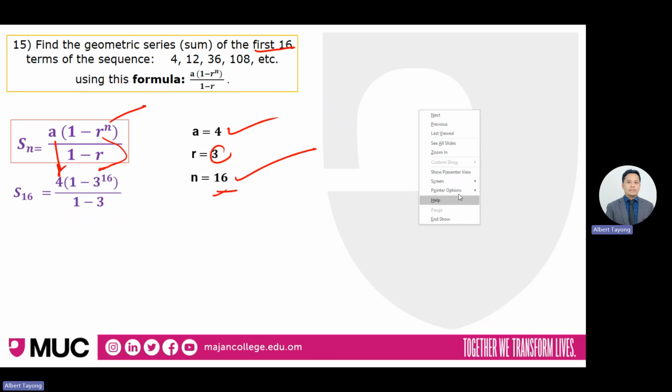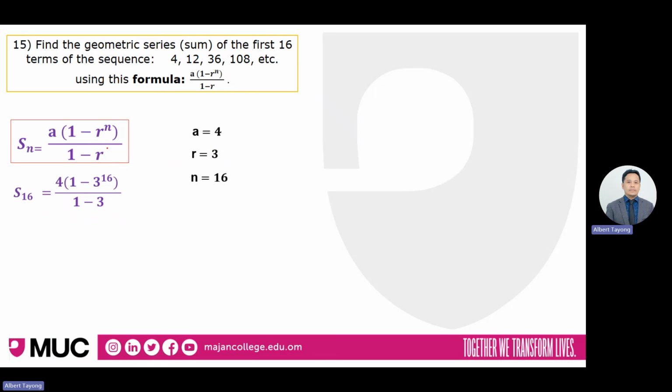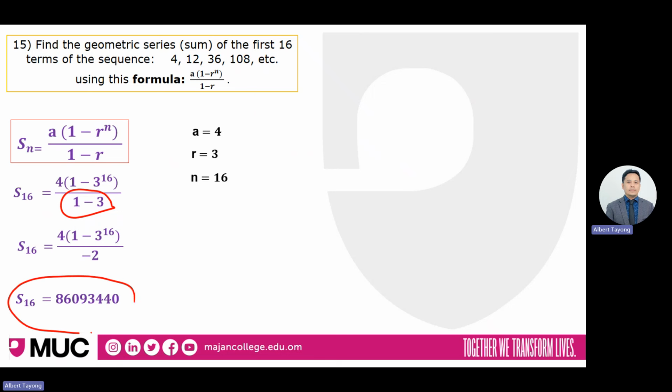Because our R is 3, we have to use R 2 times. We have R here and R here. So these two numbers are equal. Then we have negative 2, that is 1 minus 3. Use the calculator. That's the answer. Actually, it's 86,093,440. That is the sum of the first 16 terms of this sequence. So I guess this is very, very clear.